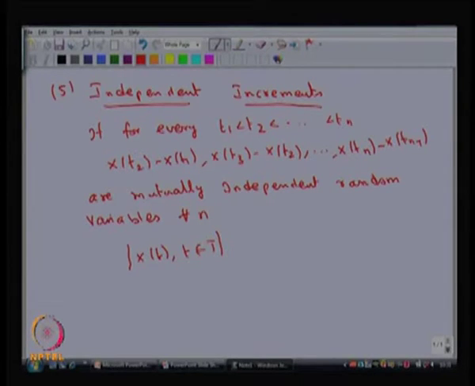The independent increment does not imply some other properties, but here what we are saying is the increments satisfy the mutually independent property. That means, if you find the joint CDF of these random variables, it is the same as the product of the individual CDFs. If that property is satisfied for all n, then you can conclude that the stochastic process has independent increments.